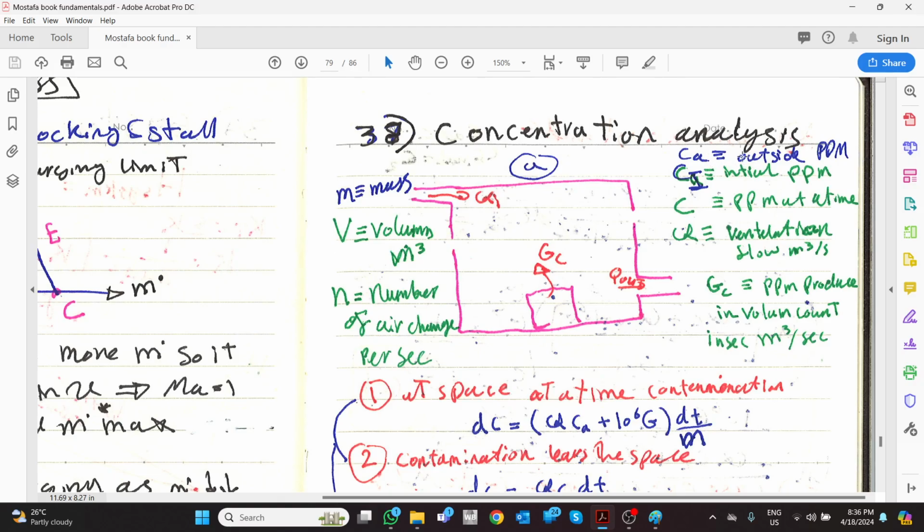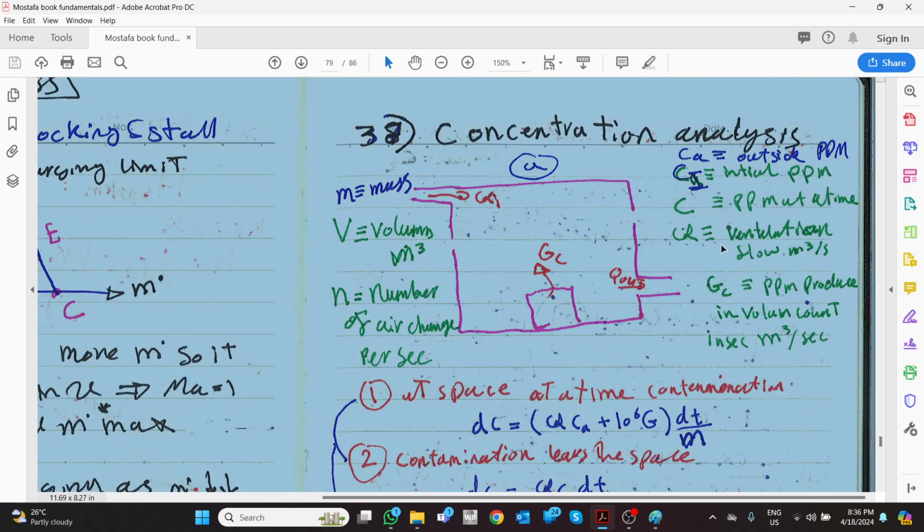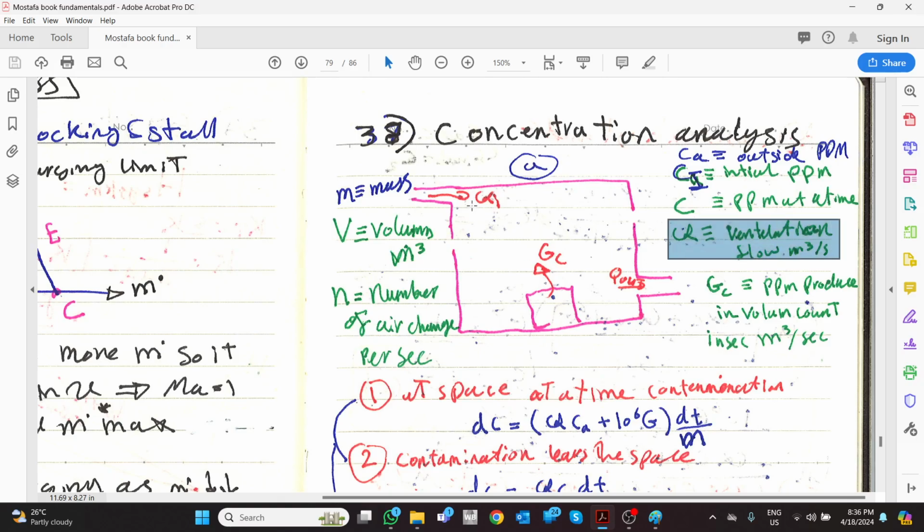So the concentration outside is Ca. The concentration initially inside will be C initial. The concentration at any time, we'll take as C. This one is the ventilation, Q. G is the ppm produced in a volume, counted in seconds.